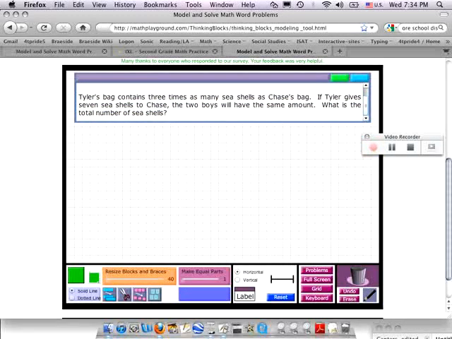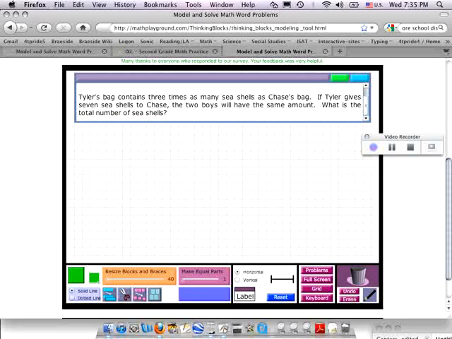The problem says, here's where you're going to really need to think about how to set it up with a table. Tyler's bag contains 3 times as many seashells as Chase's bag. So Tyler's bag has 3 times as many, so it has more than Chase's bag. If Tyler gives 7 seashells to Chase, the 2 boys will have the same amount. What is the total number of seashells? I want you to press pause and either solve it using a table, which you really need to think about, or blocks. Press play when you're ready.